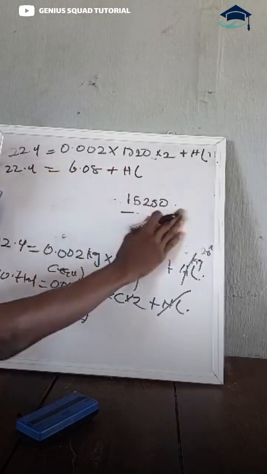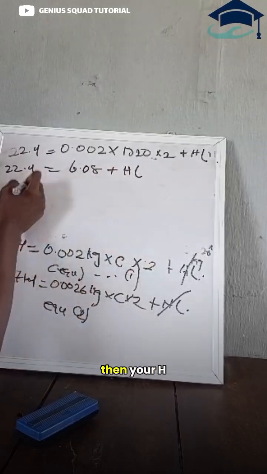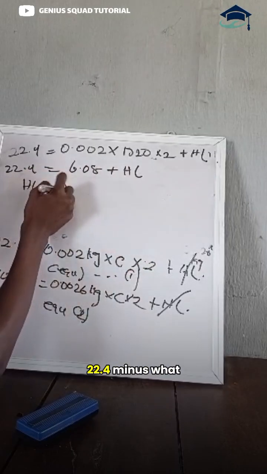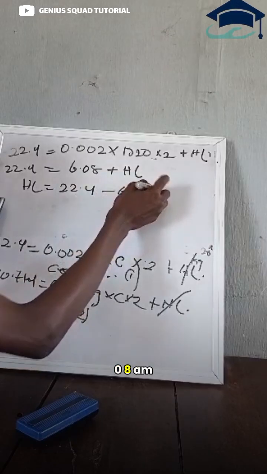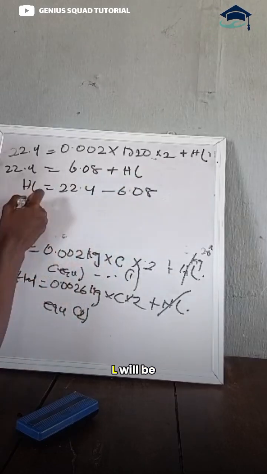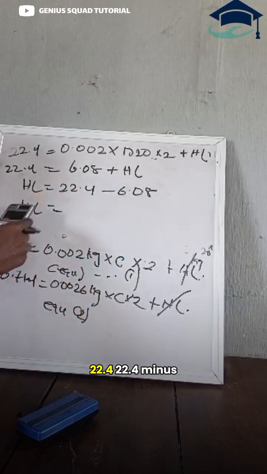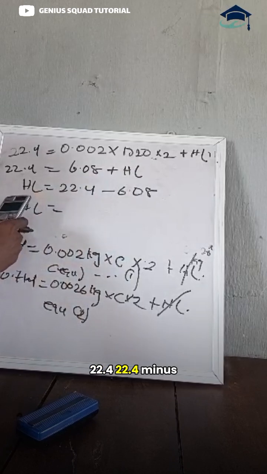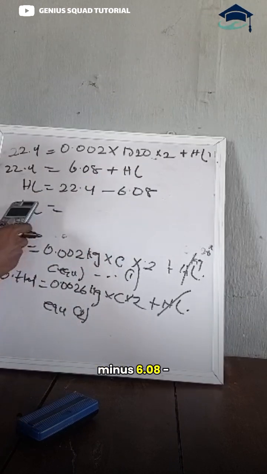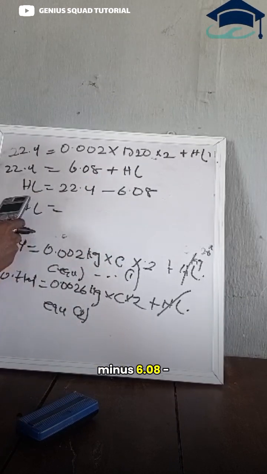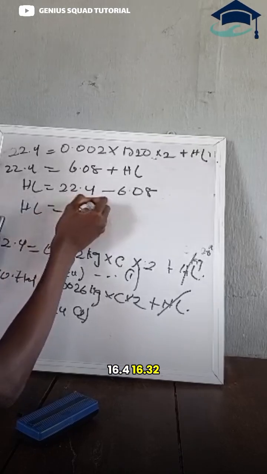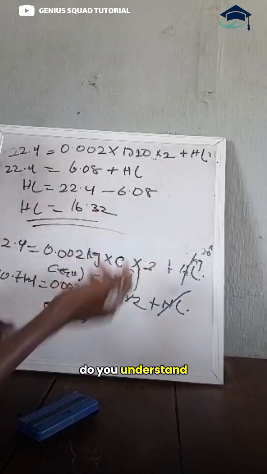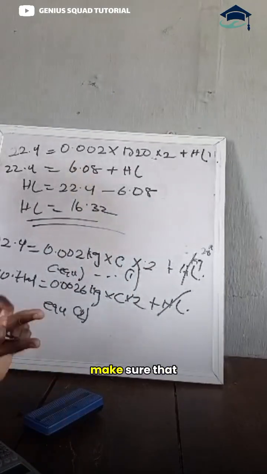Am I communicating? So at the end you do your normal mathematics, then your HL will be equals to 22.4 minus 6.08. So that will now be equals to 16.32. Do you understand?